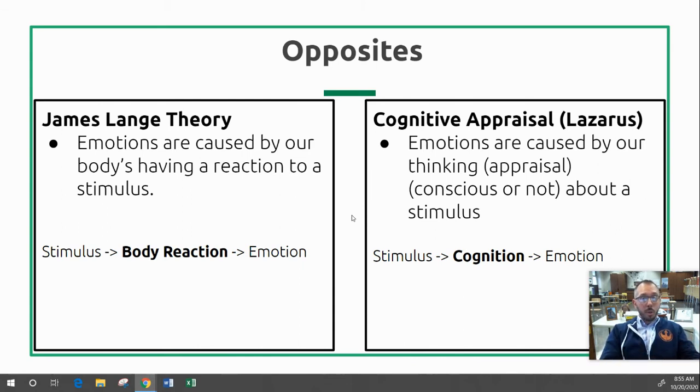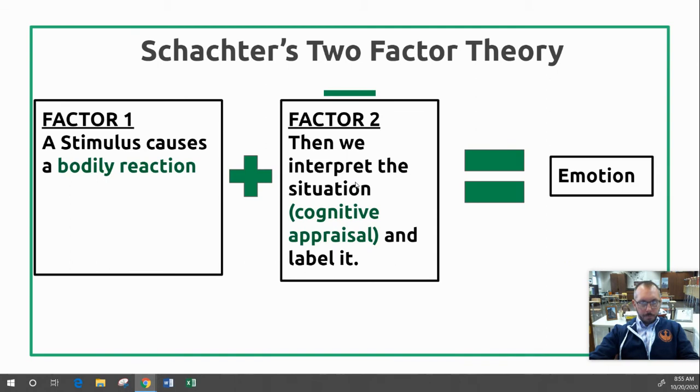Cognitive appraisal theory is going to be the exact opposite. It says that emotions are caused by our thinking, by our appraisal. So you get a stimulus, you think about that stimulus, and then you have an emotion. If you've ever gotten a text from someone, you read it, and the more you thought about it, the more angry you got at the text, that's a good example of cognitive appraisal theory.